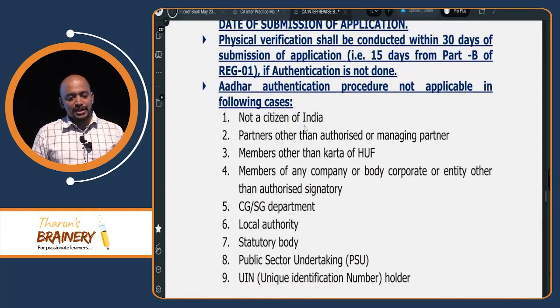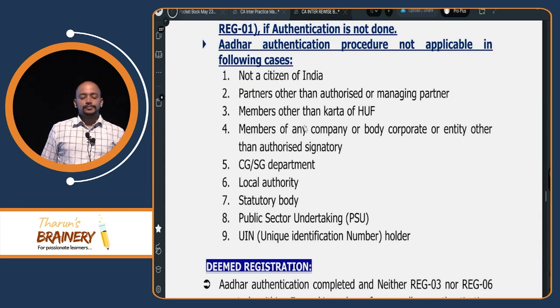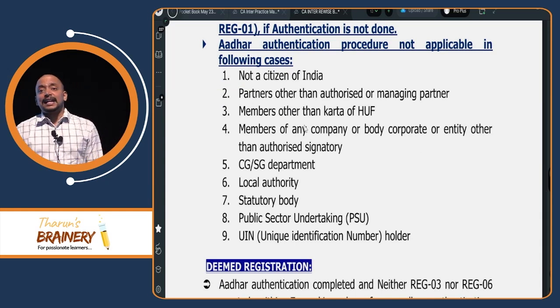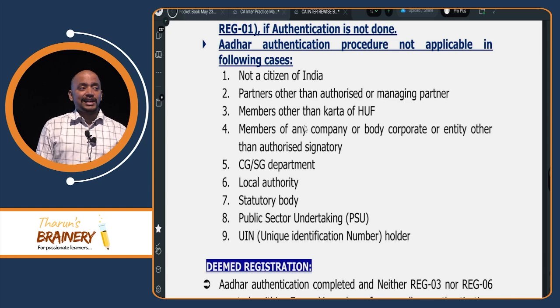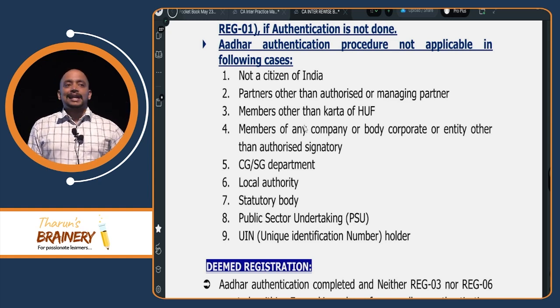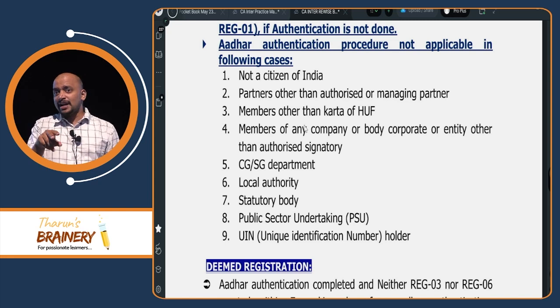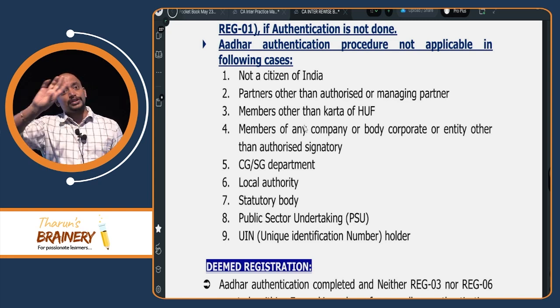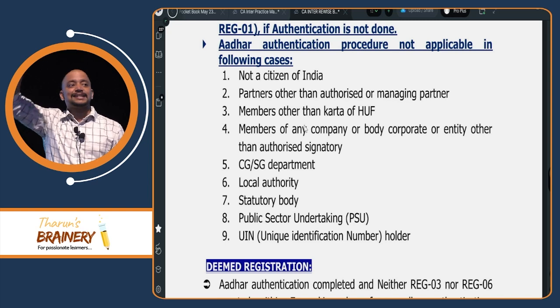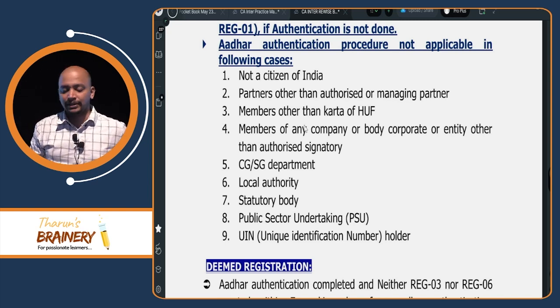Please come back to page number 150. So what is considered as the date of submission of application? The date of authentication is taken as the date of application or 15 days from the date of submission of Part B, whichever is earlier. Because if within 15 days you are not completing authentication, then also the date on which 15 days expires is the date of application without authentication.